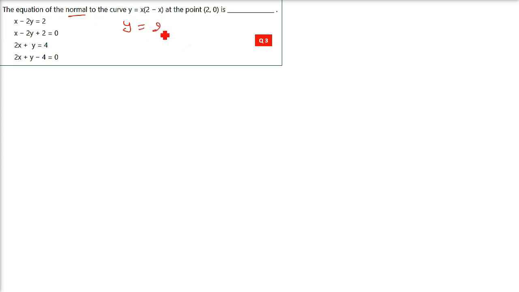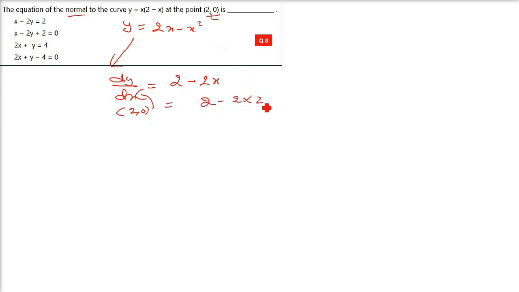So y is equal to 2x minus x square. I've just multiplied it inside. dy by dx will be equal to 2 minus 2x. So this 2 minus 2x is the slope, but it has to be found out at (2, 0). So just put x as 2 here. 2 minus 2 into 2, 2 minus 4 is -2. We have dy by dx as -2, which is the slope of the tangent. But what will be the slope of the normal? When you multiply the slopes, you will get -1, because normal and tangent means they are perpendicular lines. So you will get the normal slope equals -1 divided by -2.